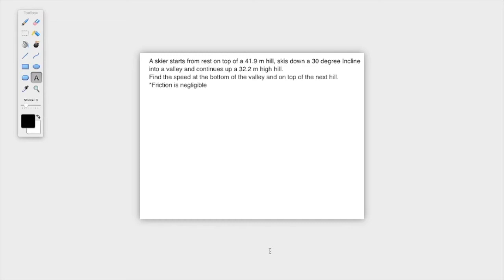energy. So a skier starts from rest on top of a 41.9-meter hill and then skis down a 30-degree incline into a valley and continues up a 32.2-meter high hill. Assuming friction is negligible, find the speed at the bottom of the valley and on top of the next hill. So I'll just draw what that looks like.